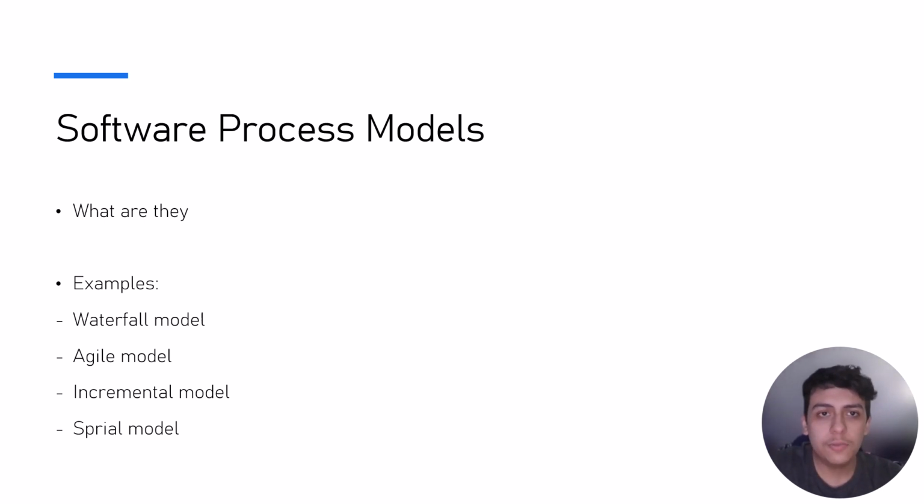All right, so next slide is what are software process models? Software process models are abstract representations of how software development activities are organized and carried out, and they provide a structured framework for managing the steps involved in building software. Some examples of common models that we might see are the waterfall model, the agile model, the incremental model, and the spiral model. Each model follows a different approach to organizing work, but all aim to guide teams through the software development lifecycle.